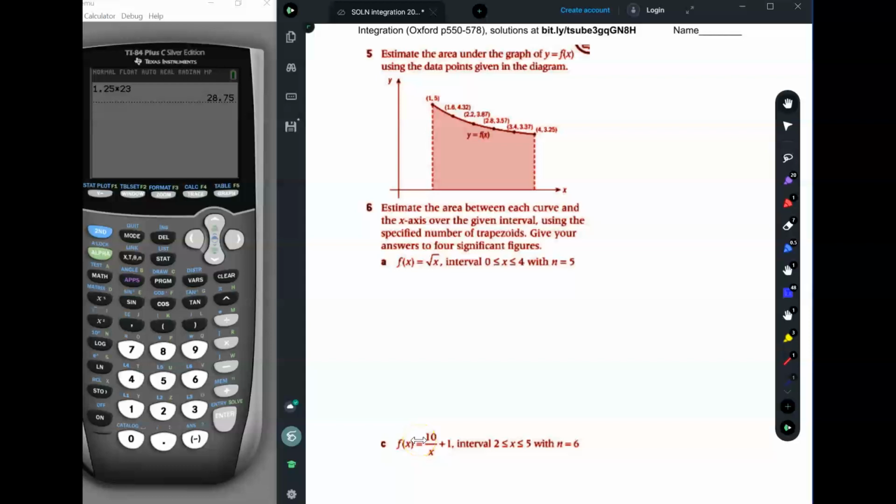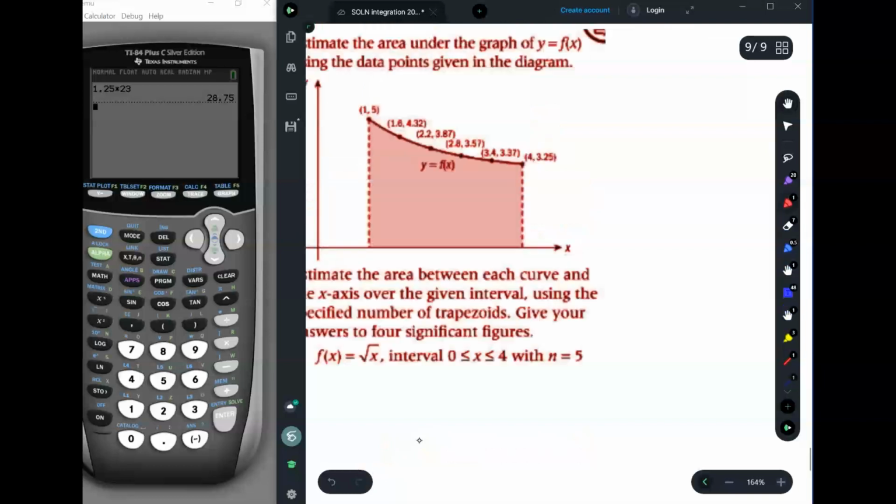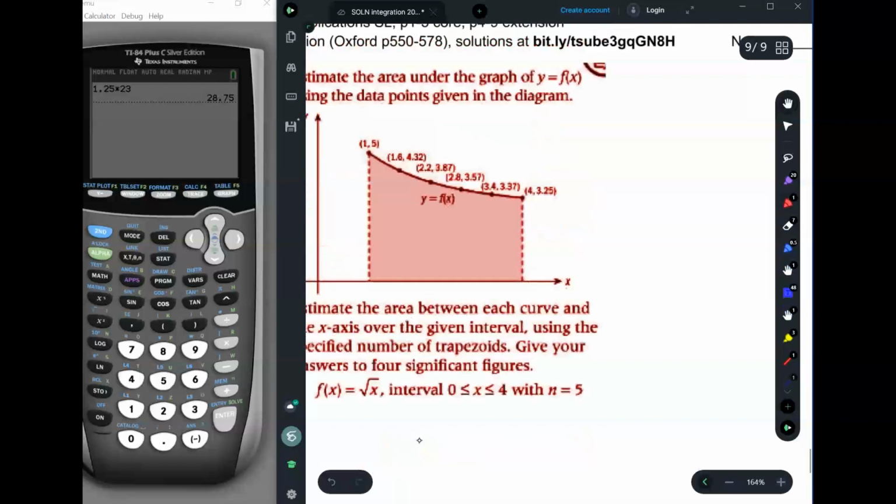Okay, so let's do number 5. Estimate the area under the graph of y equals f of x using the data points given in the diagram. Maybe I'll zoom in just a little bit to see the numbers better. I am going to first look at the width of each one of these bars.